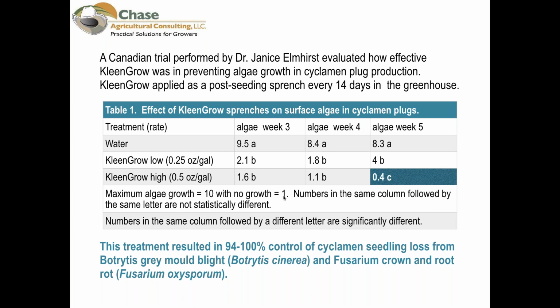A rating of 1 here is no growth whatsoever. After 4 weeks, we can see it going down even more. And finally, at the 5-week rating, the high rate was the very best. We had virtually no algae growing on those flats. But we're talking about Fusarium. So this treatment, this one right here, the 0.25 ounces per gallon, gave 94 to 100% control of Fusarium and Botrytis on cyclamen seedlings, compared to the water untreated ones. So this treatment did do more than just control algae.